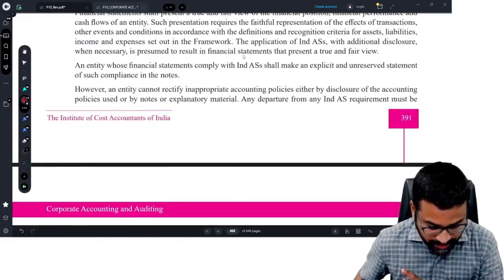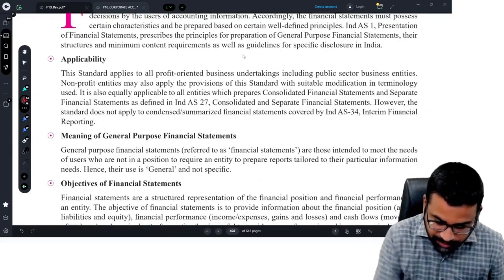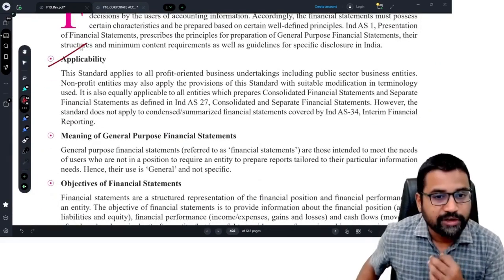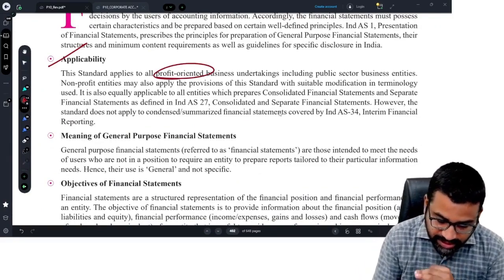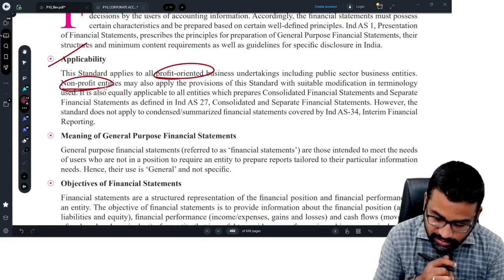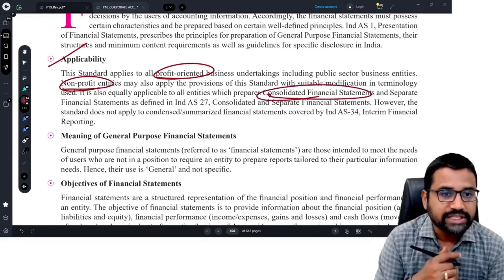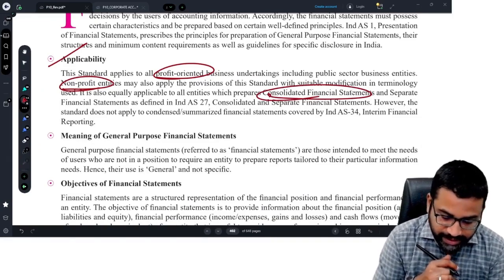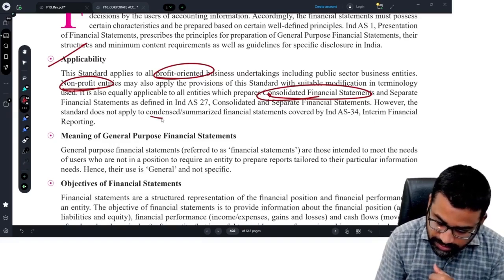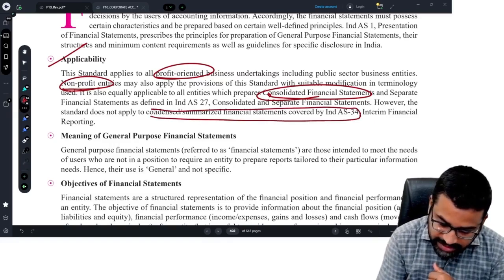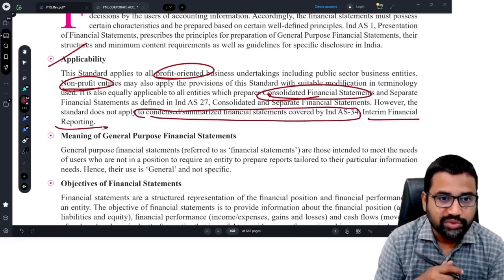First, we discussed the applicability. I told you this is applicable for profit oriented undertakings as well as non-profit entities. And I also said this is applicable for consolidated financial statements also. And when you prepare summarized financial statements by Ind AS 34, that is interim financial reporting, this is important. They may ask a question.